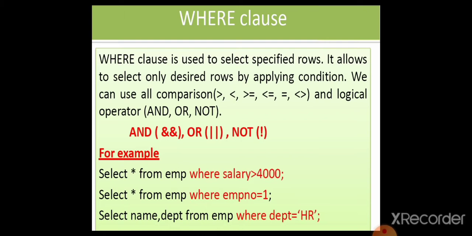Select star from employee, that is, select all the details from the employee table where salary greater than 4,000. So it will display the details of all the employees who have a salary of more than 4,000. Look at the next one, where employee number equals 1. So it will display only the record of employee 1. Coming to the next one, we can also select desired columns, that is, select name, department from employee where department equals HR. So it will display the employee name and department of those who are working in the HR department.